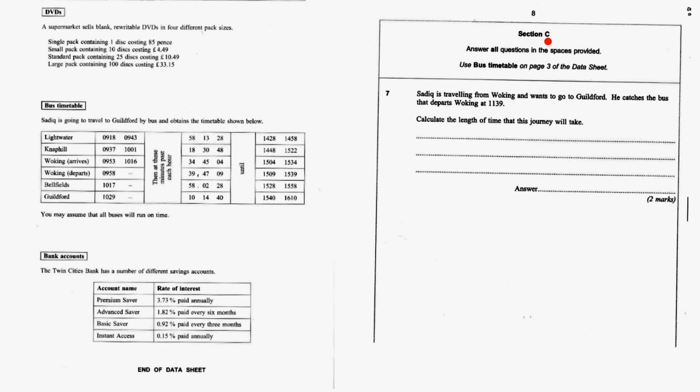It's section C, and this time we're going to use a bus timetable on page 3 of the data sheet. So this is what we're going to be looking at. It says Sadiq is travelling from Woking and wants to go to Guildford. He catches the bus that departs Woking at 11:39. Calculate the length of the journey. So you have to look at this timetable. Have a go.